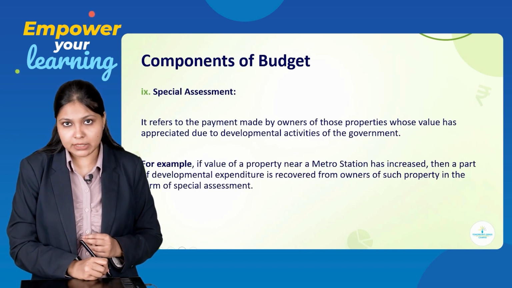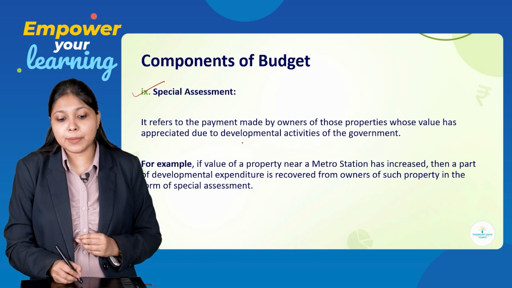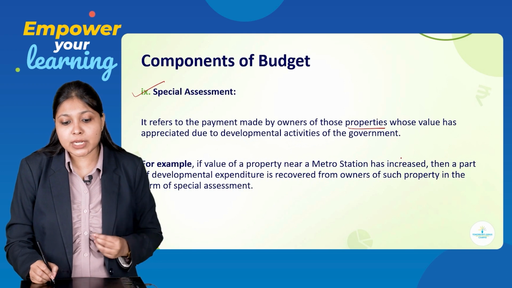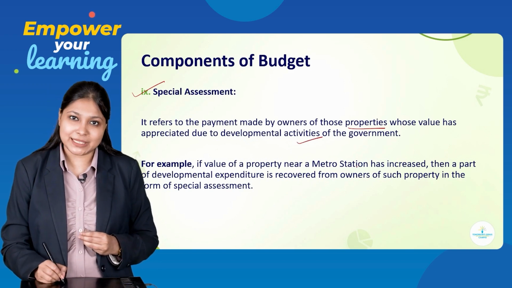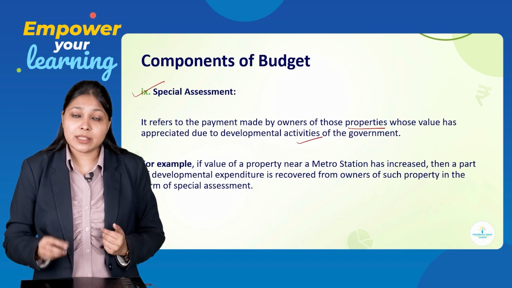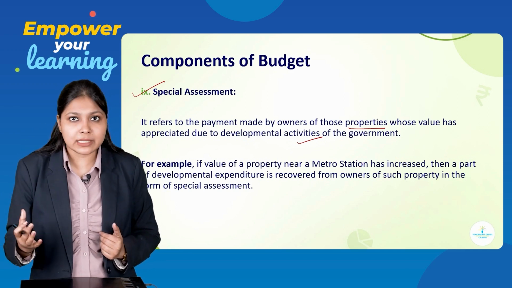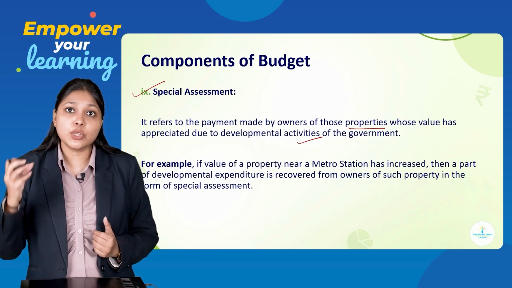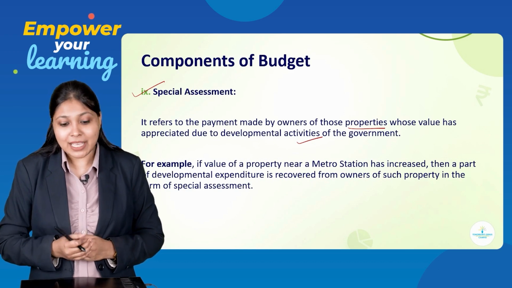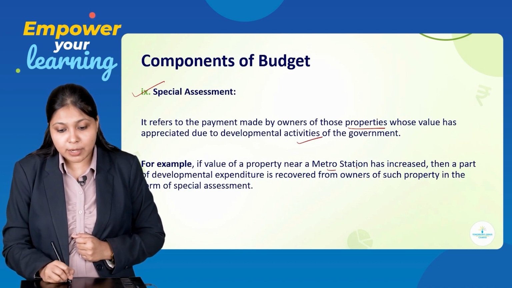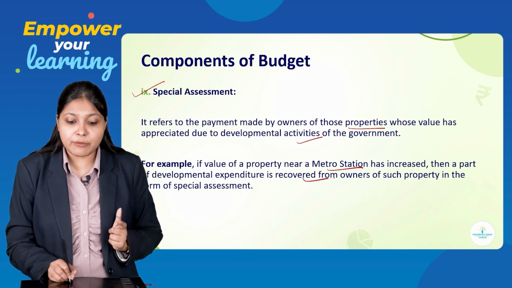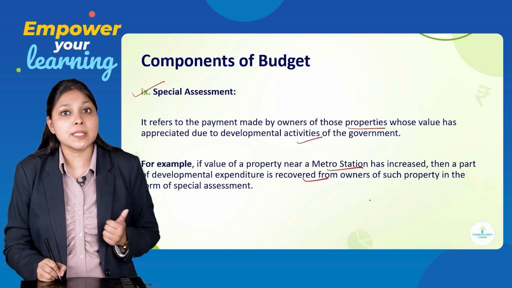to the government. Special assessment is the payment made by owners of those properties whose value has appreciated due to developmental activities of the government. If your house is near a metro station or near a shopping mall, the value of your house increases, and when that happens, you have to pay a certain amount of that beneficial money to the government. For example, if the value of a property near a metro station has increased, then a part of the developmental expenditure is recovered from the owners of such property in the form of special assessment.